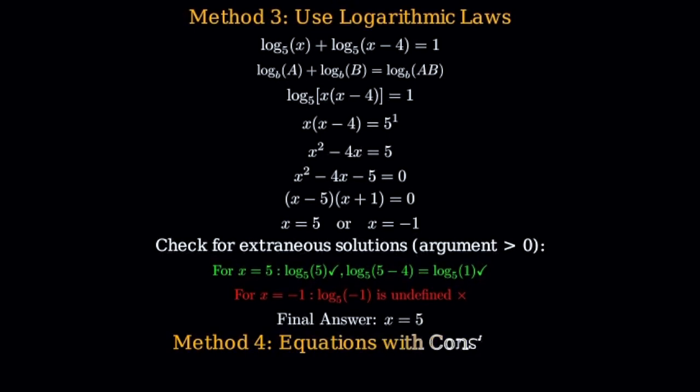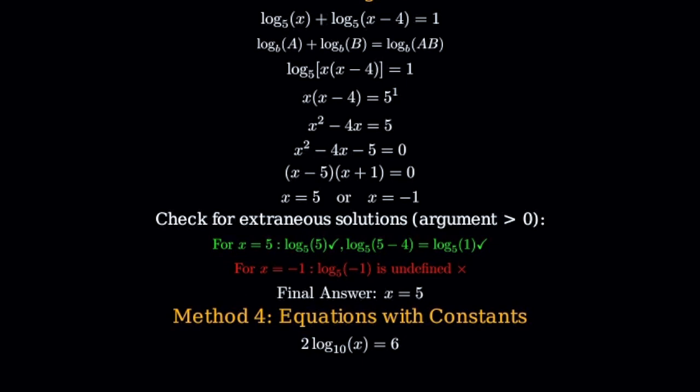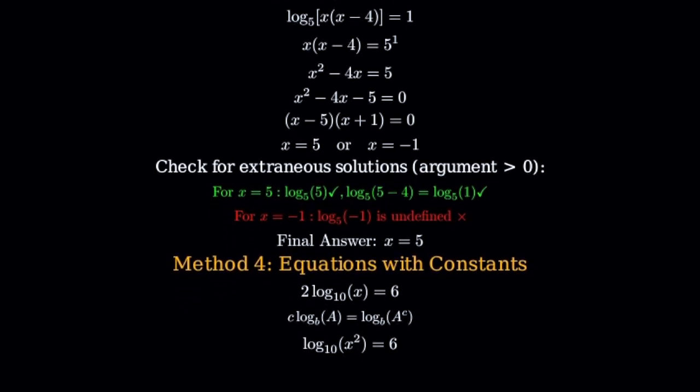Fourth, let's look at equations involving constants multiplying the logarithm. For example, 2 times log base 10 of x equals 6. We can use the power rule for logarithms, which says that c times log base b of a equals log base b of a to the power of c. So, our equation becomes log base 10 of x squared equals 6.